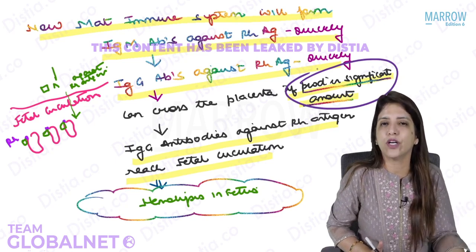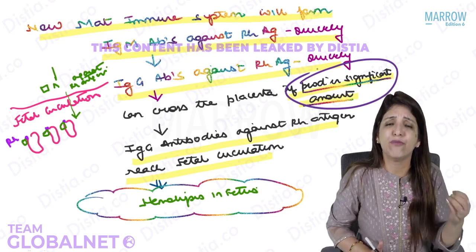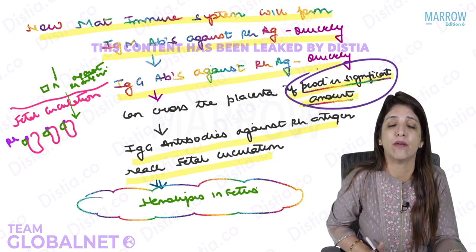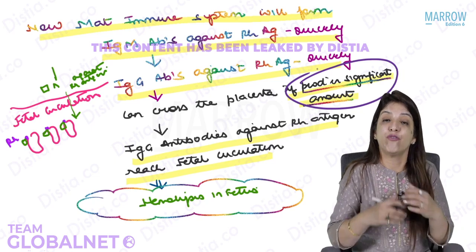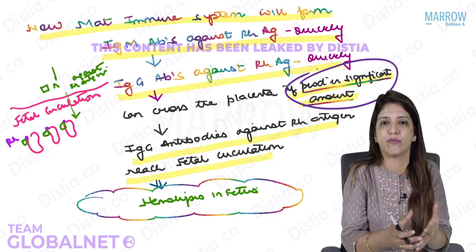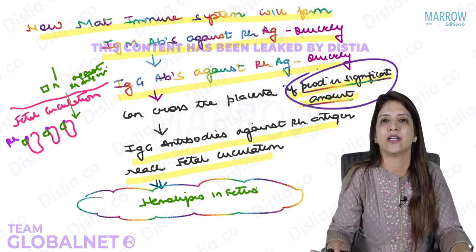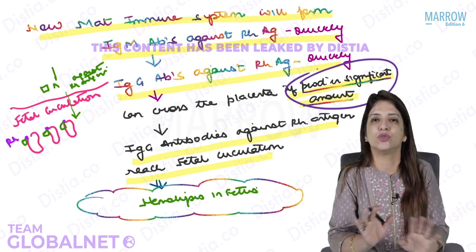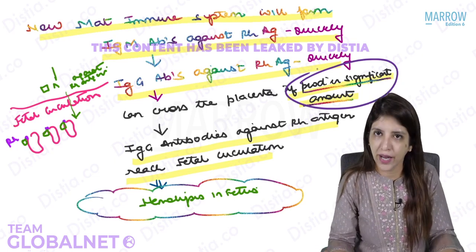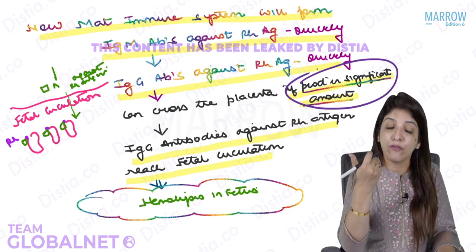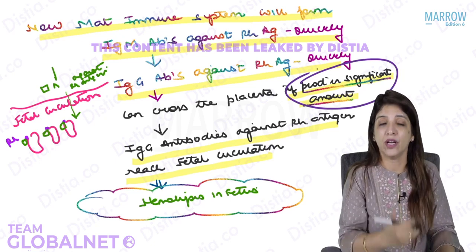And the small quantity of anti-D can only hemolyze 30 ml of feto-maternal hemorrhage or 15 ml of fetal RBCs. Hemolysis of 15 ml of fetal RBCs will not lead to this entire spectrum of anemia, hydrops fetalis, jaundice. No, this is not going to happen. Right? Have you understood?